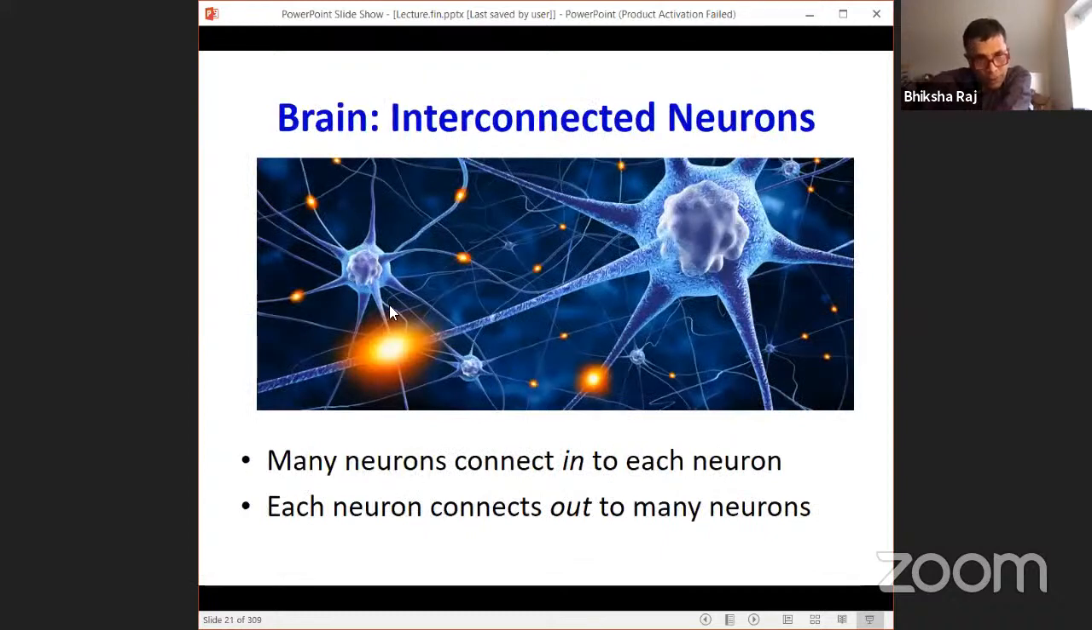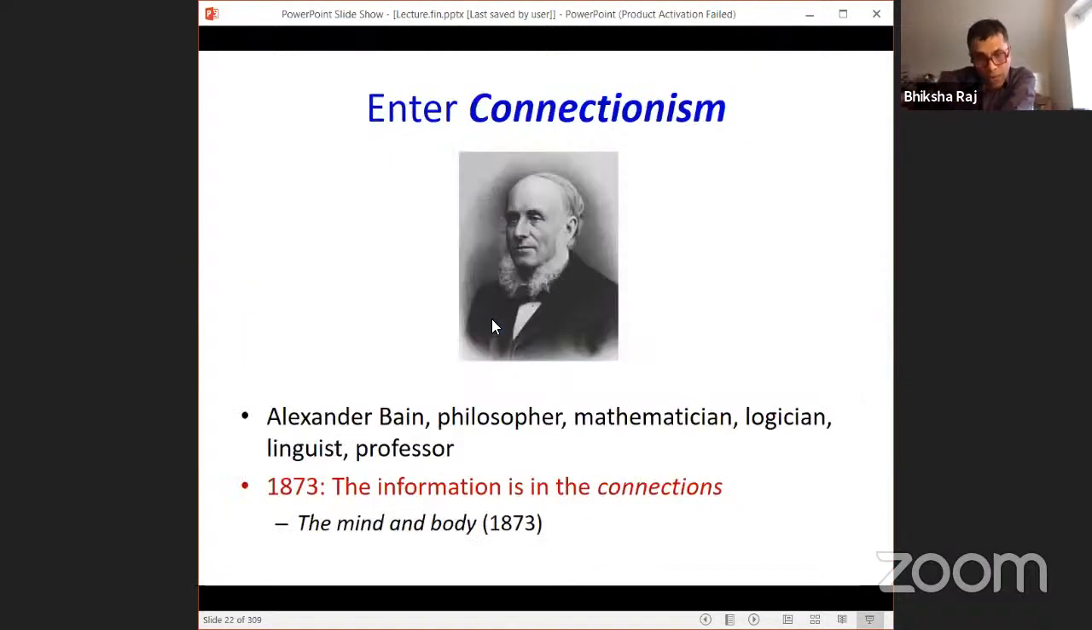Now, in this mass, each neuron connects out. The brain has many neurons, lots and lots. Each neuron connects out to many other neurons, and each neuron is connected into by other neurons. So how does all of this enable cognition? The first person to come up with a reasonable model for this was this guy, Alexander Bain.